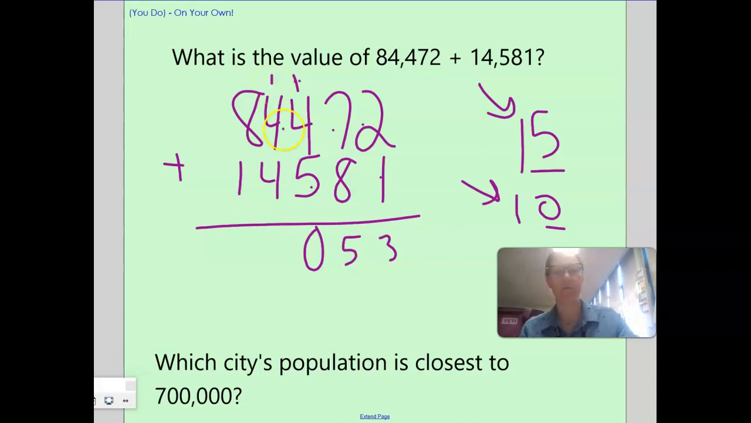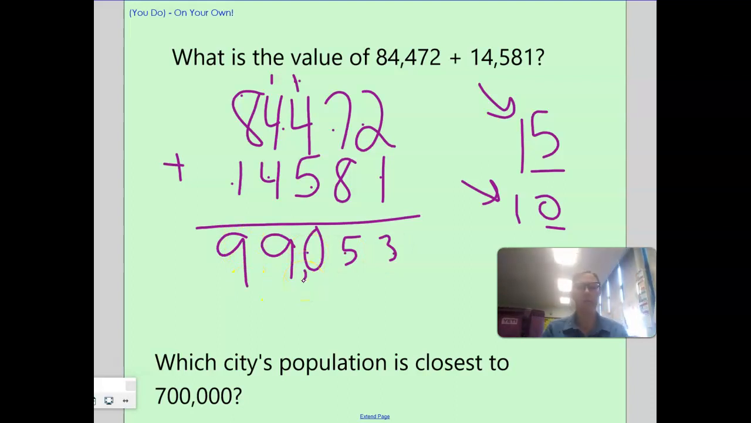1 plus 4 is 5. 5 and 4 is 9. And 8 plus 1 is 9. 1, 2, 3, comma. The value, the sum of these two numbers is 99,053. Okay, as you can see, all this is making sure you're lining up by place value.